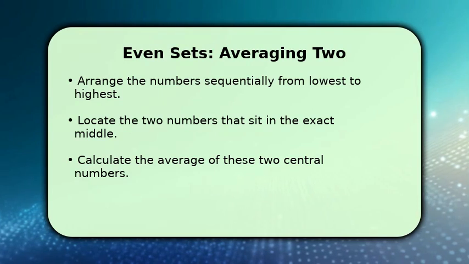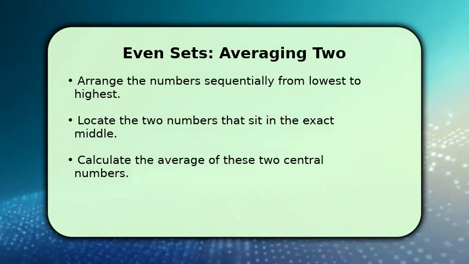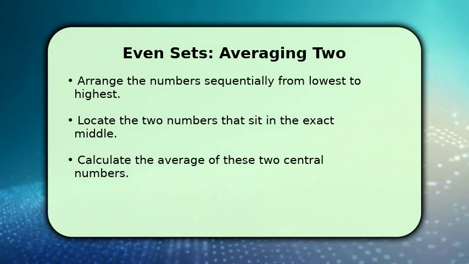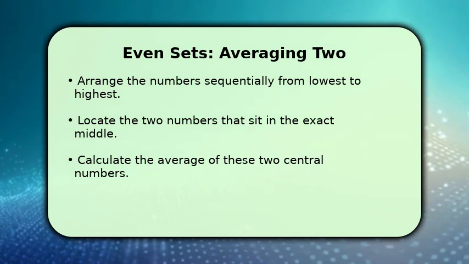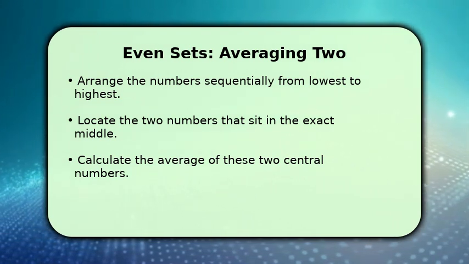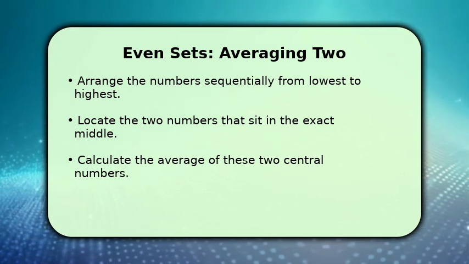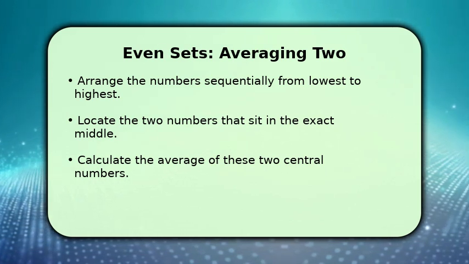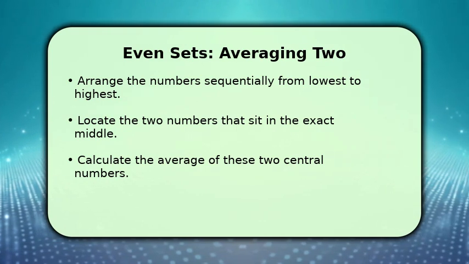For data sets containing an even number of elements, the process involves a small extra step. After sorting your numbers from smallest to largest, you will find 2 numbers occupying the middle positions. To determine the true middle value, you must calculate the average of these 2 central figures. For instance, with 10 numbers, you would average the 5th and 6th numbers. This calculation gives you the exact midpoint, which might be a decimal, ensuring no rounding occurs.